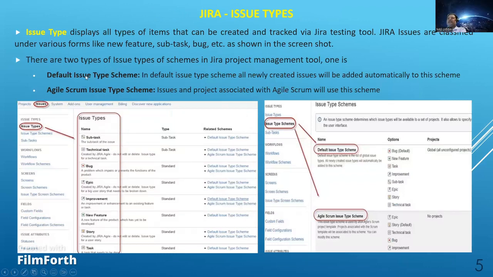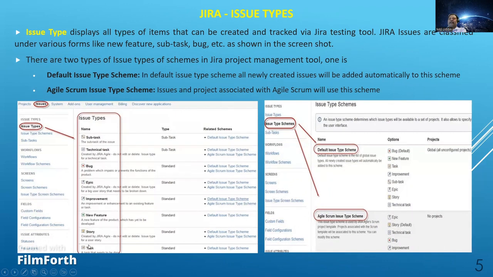So issue types displays all types of items that can be created and tracked by the Jira testing tool. Jira issues are classified under various forms like new feature, subtask, bug, etc., as shown in this screen. So issue types are nothing but different types of issues.